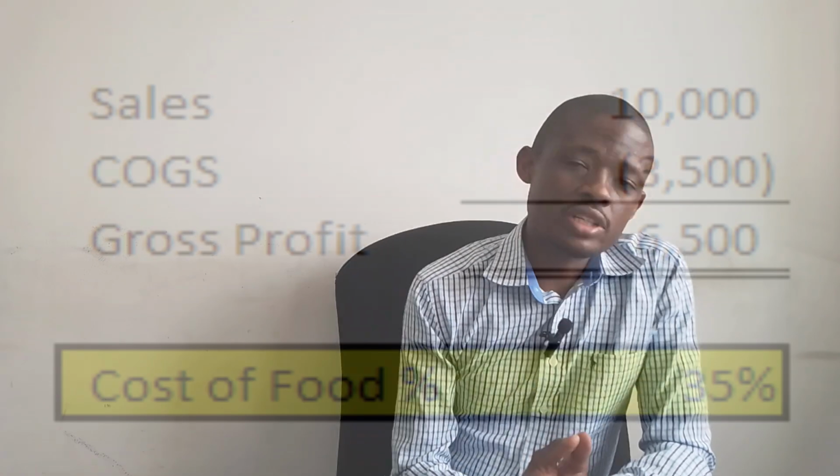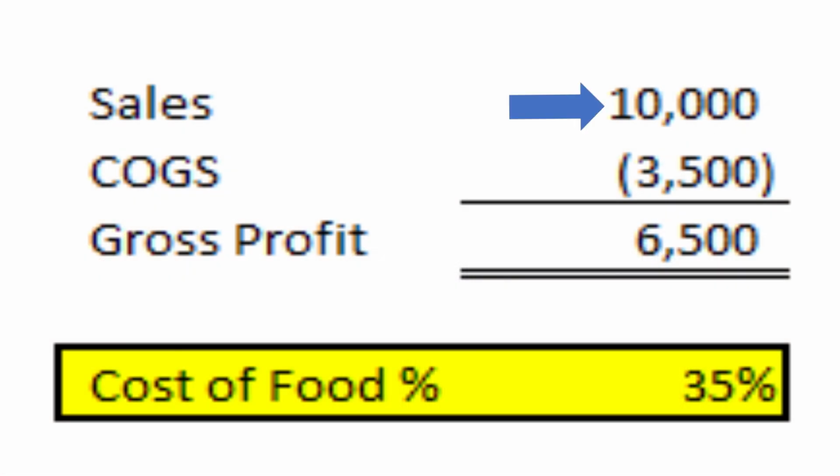Let's look at a theoretical example. If your restaurant has sales of $10,000 and the financial statements show cost of goods sold, or the cost of food sold, is 3,500, it means that your food cost percentage is your cost of food, 3,500, divided by your total revenue, your 10,000, which gives us 35%. This is actually at the upper limit of the normal range that is expected.